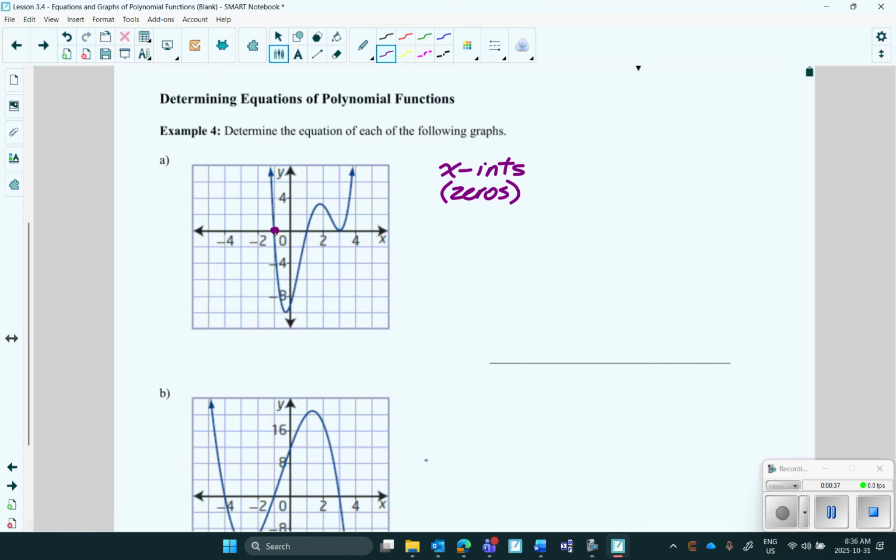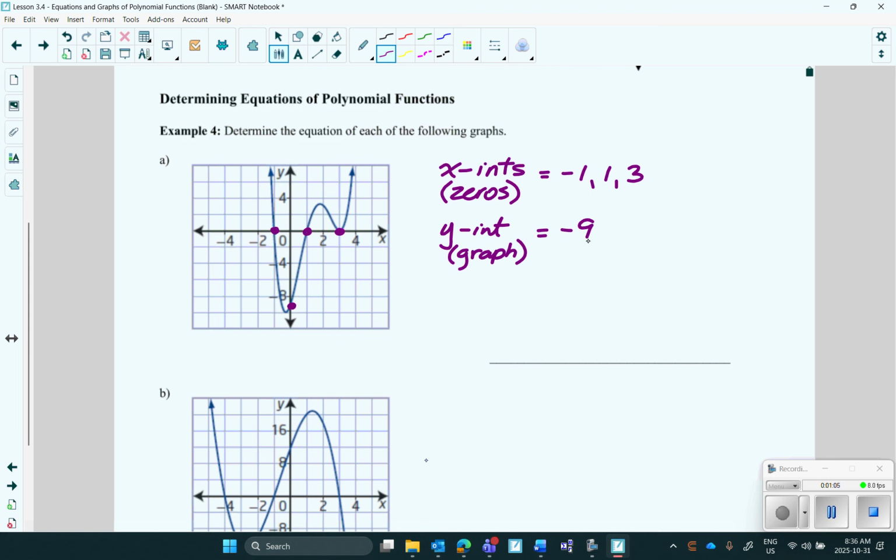Negative 1, 1, and 3. Okay? What's the y-intercept from the graph? Where does it go through? Remember, it's going up by 2s and down by 2s. What does that look like? Negative 9. Yeah.